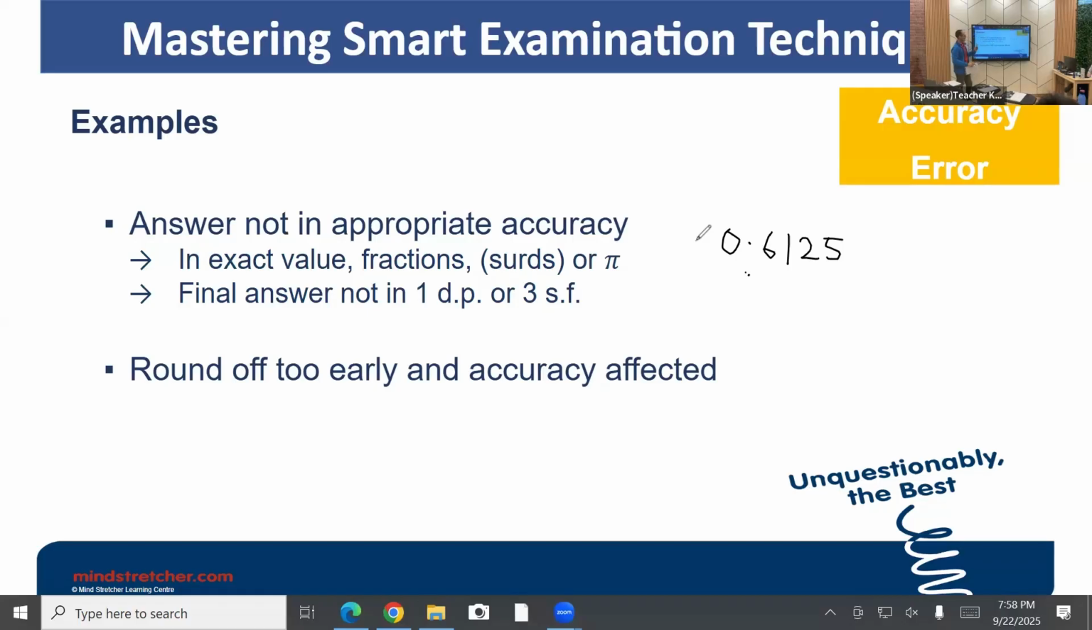Another issue is rounding off too early, which is what I was trying to explain about having the five significant figures and the three decimal places. Because when you round off too early and then use that value for the subsequent part, you will lose accuracy. Then your answers will end up quite far off from what we are expecting you to get. Okay, next.